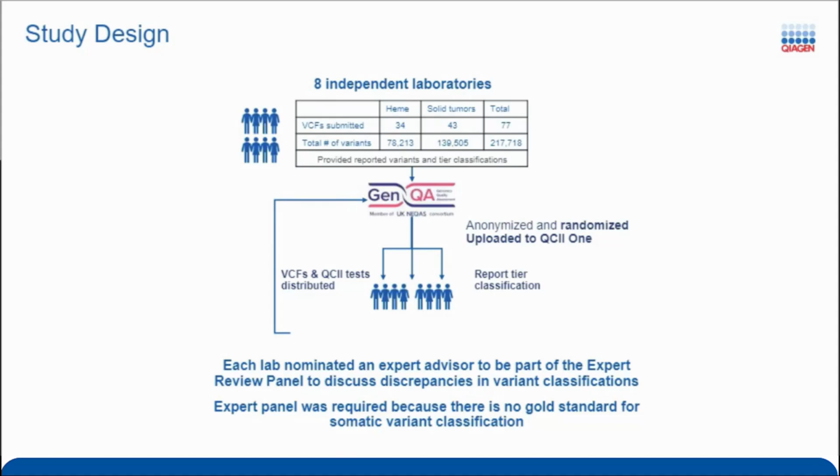And so that was how we came up with the denominator of about 250 variants that we looked at, where the discordance with QCI was only about 14 of them. And the discordance among the different laboratories ended up being about 30%, which was not shocking, but interesting.